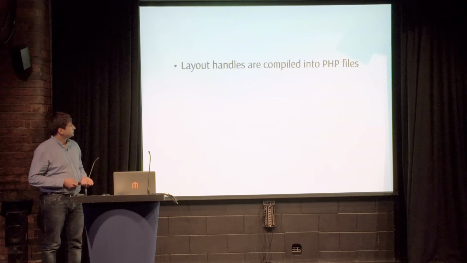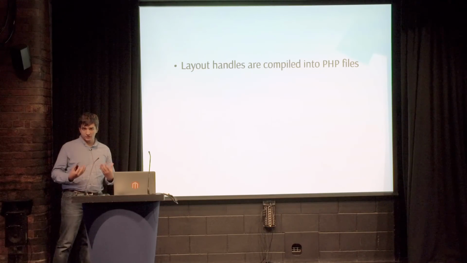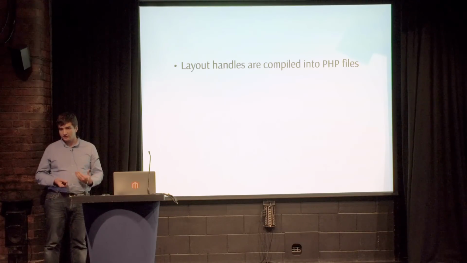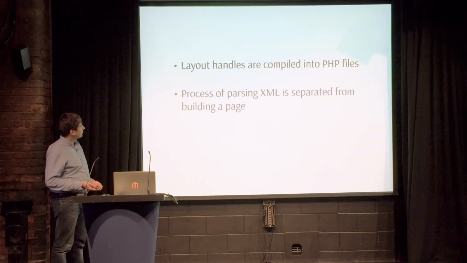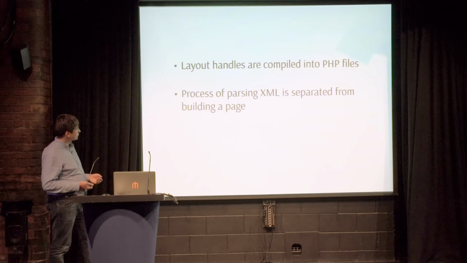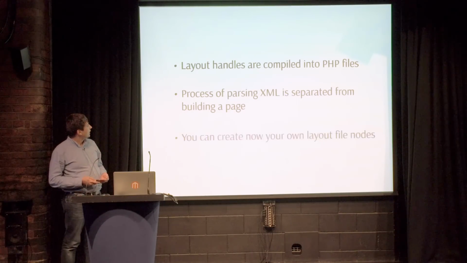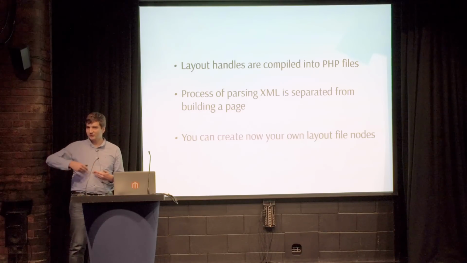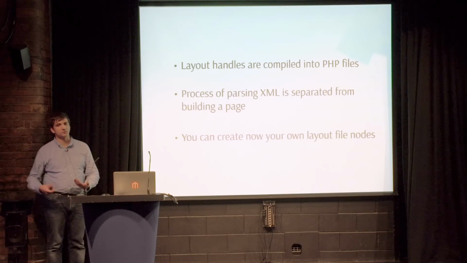So, what did I do? First of all, I separated handles processing from rendering of Magento. So now all the layout handles that you have in every XML file are compiled into PHP files. Then I also process those XMLs in a separate process, so you can pre-cache your layout changes as well. You can also create your own layout node parsers, so you can generate different PHP code based on shortcuts in your layout file, so you're no longer limited by the standard Magento core layout.